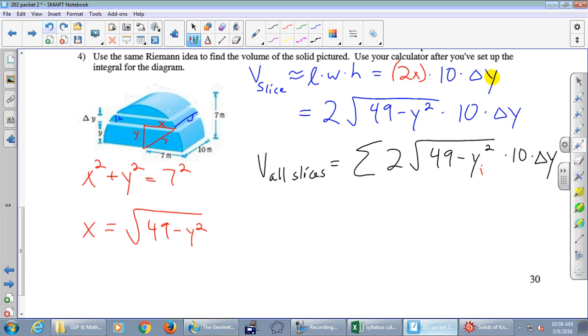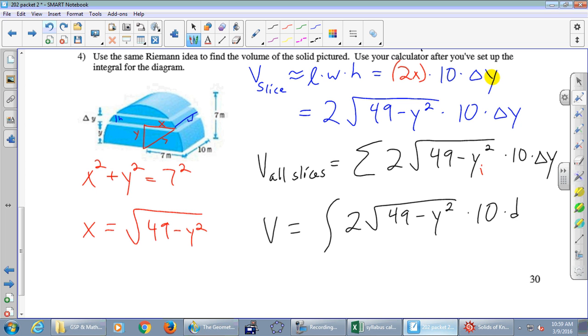And then we say, wouldn't it be great if we did this in a limit and we just changed it to an integral? So let's do that now. Not even going to write the limit. The summation becomes an integral. Copying most of this stuff, 49 minus y squared. That optional i just disappears. Delta y changes to dy.